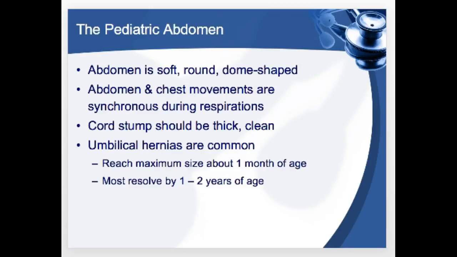A note about the pediatric abdomen. The abdomen is usually round, soft, dome-shaped, so it has that protuberant look to it. The abdomen and the chest movements are synchronous during respirations for kids, so you don't get that paradoxical thing. Everything should rise together and fall together. If it's an infant, the cord stump should be thick and clean. And again, hernias are really, really common.